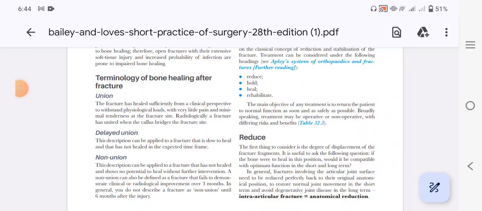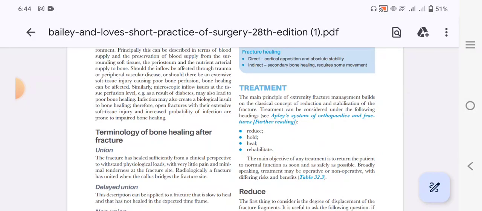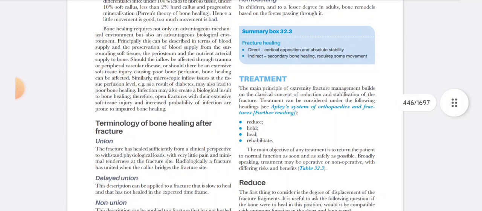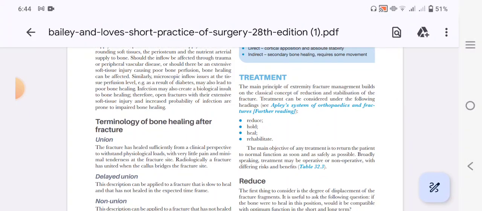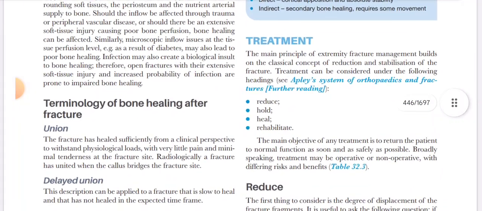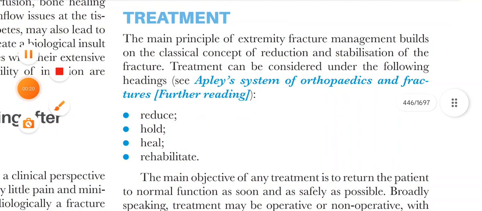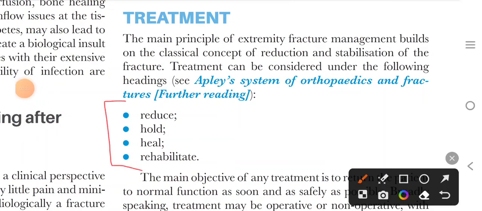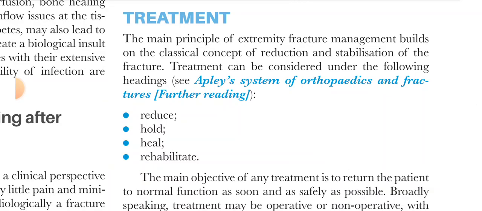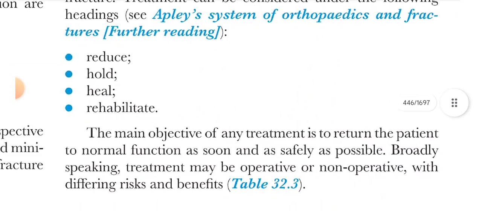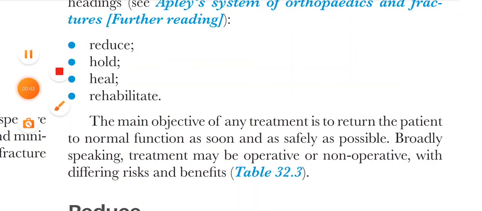Hi everybody. Let's continue our discussion of extremity trauma from Bailey and Love. Now we come to the treatments of fracture. Treatment of fracture is based on four principles which are reduce, hold, heal and rehabilitate. First we reduce the fracture, then we hold it for sufficient period of time to allow it to heal. Then we rehabilitate the patient by physiotherapy to achieve the maximum functional output, which is our prime goal of fracture management.